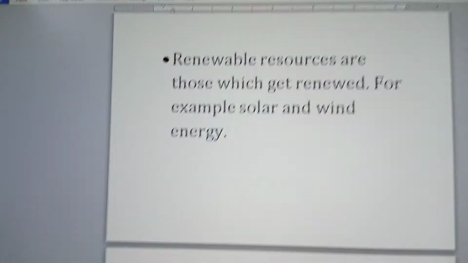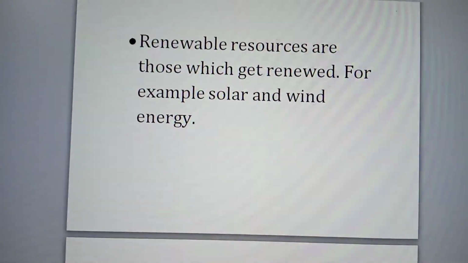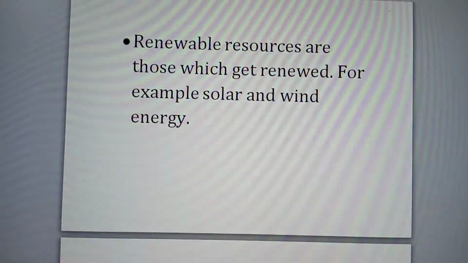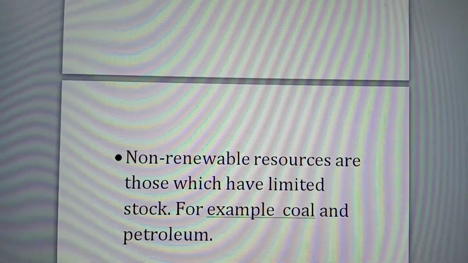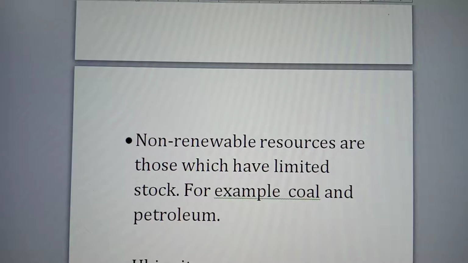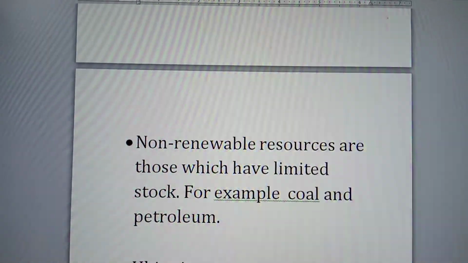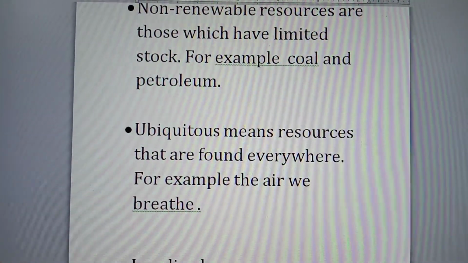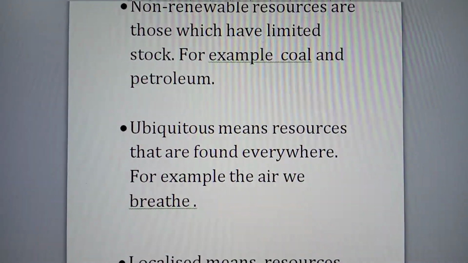So, please write down what is a renewable resource. Renewable resources are those which get renewed. For example, solar and wind energy. And what is a non-renewable resource? Non-renewable resources are those which have limited stock. For example, coal and petroleum. Is it clear, students? Now, on the basis of their distribution, resources can be ubiquitous and localized.